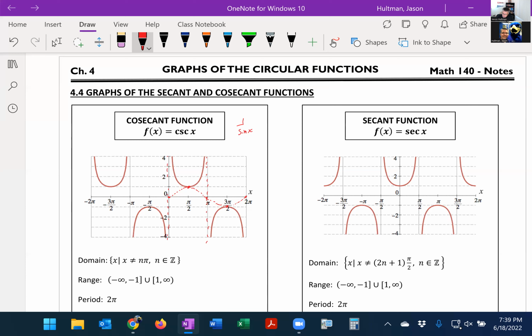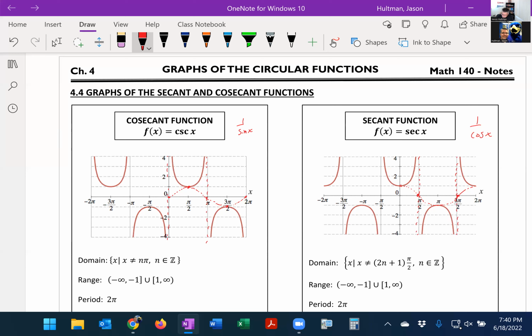The secant function is similar in that it's 1 over the cosine function. So if we remember back, what does the cosine function look like? It looked kind of like this, right? With one period looking like that. And so again, where we get zeros on the cosine function, we get our asymptotes.